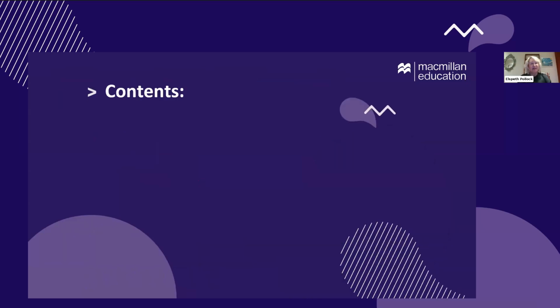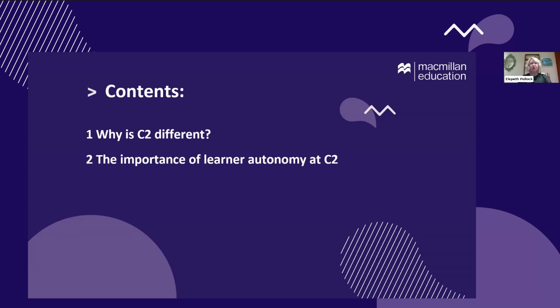So, what are we going to do in the next 30 minutes? We're going to talk a little bit about why C2 is different, the actual exam itself. A couple of things are different, and the type of student and the type of teacher we need to be. Then we're going to talk about the importance of learner autonomy at C2. Obviously, it's important at previous levels, but C2 particularly, I think, because there's a world of language that they need to come across. And finally, C2 speaking and writing classroom activities.